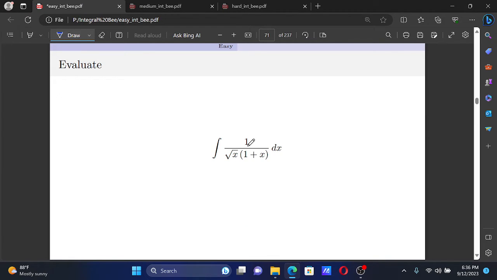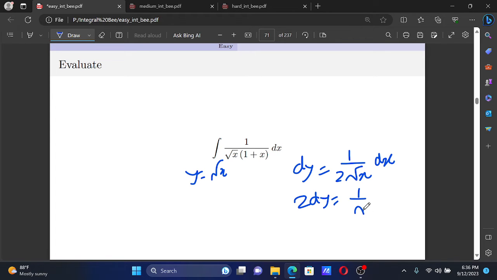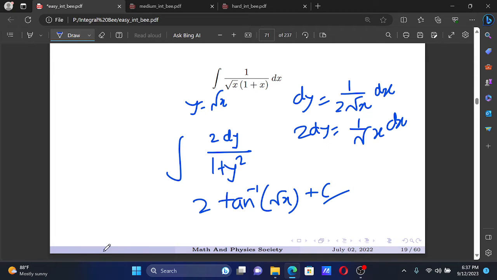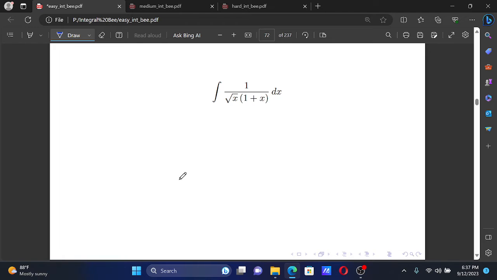For this one, I guess we can just let y equal root x. Since dy equals 1 by 2 root x dx, 2 dy will be 1 by root x dx. So 1 by root x times dx will be just 2 dy by 1 plus y square. So that's 2 times tan inverse y, and y is root x, plus c. So that's the answer. Let's go to the next one.